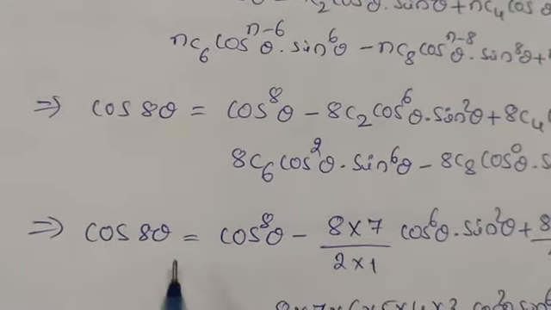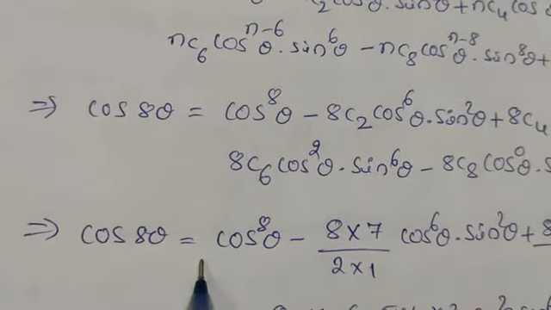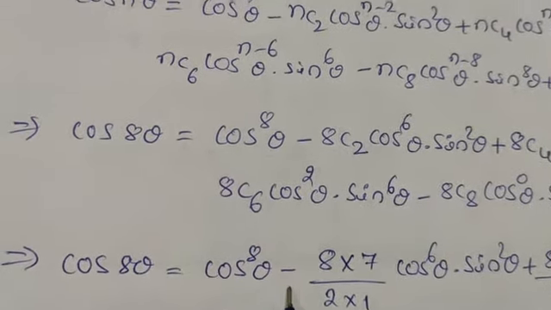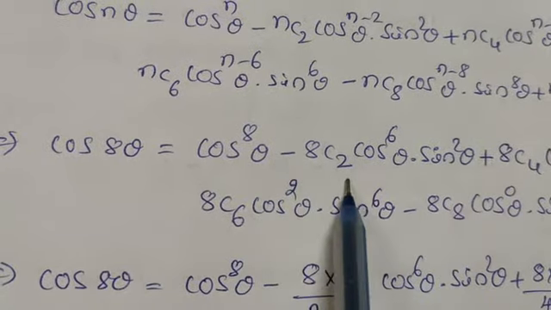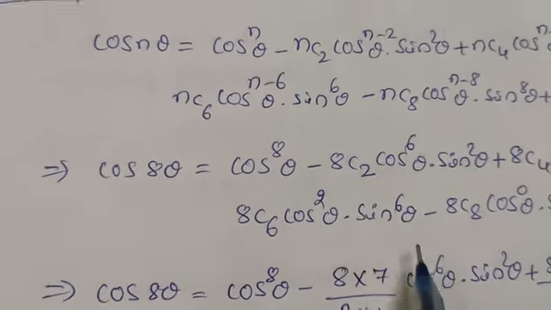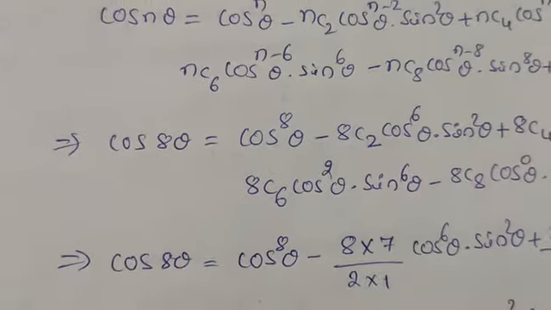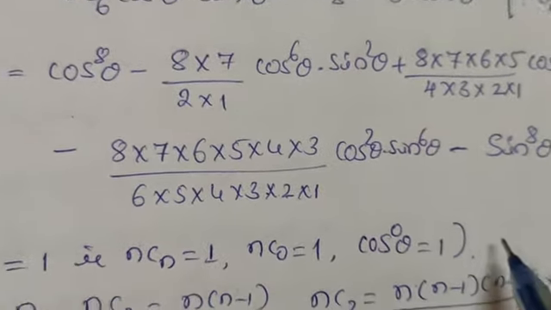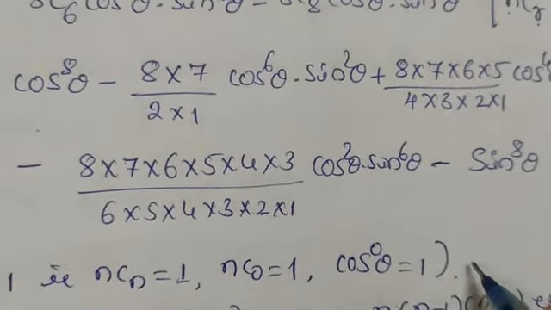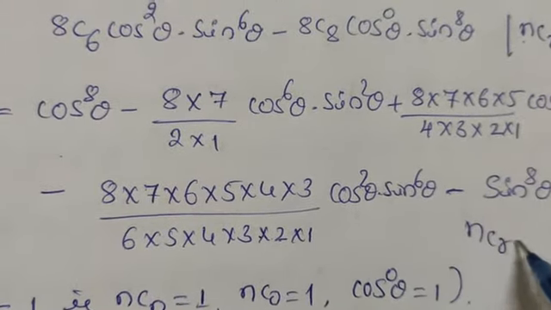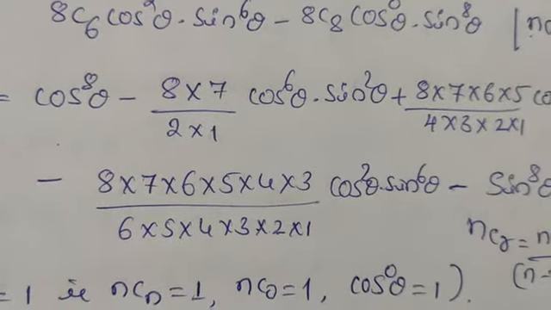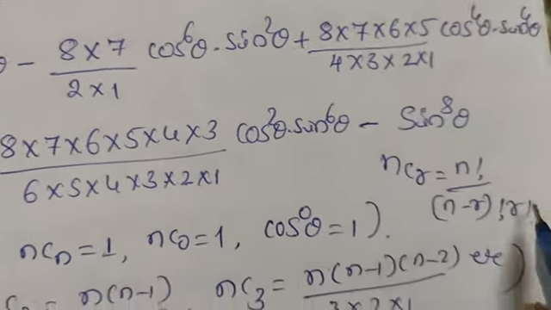Let us simplify this. Cos 8 theta is equal to cos raised to 8 theta as it is minus. Again we have here 8c2. We know the formula for NCR. So here we have two formulas for finding the value of NCR. So NCR is equal to n factorial divided by n minus r factorial into r factorial. This is the one formula.